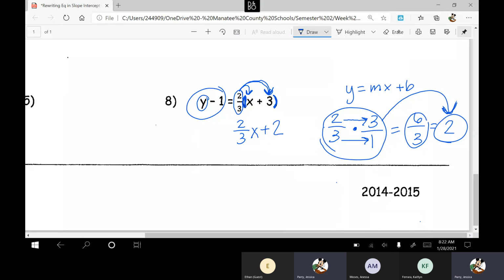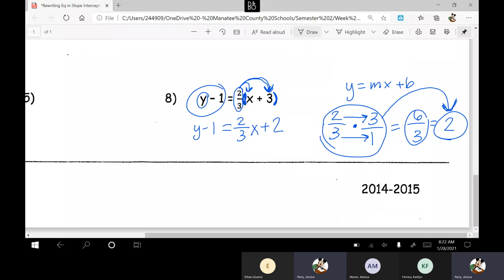I'm going to copy down the rest of the problem, the equal sign and the y minus 1. Now the parentheses are gone. Now we can move this minus 1 to the other side. What is the opposite of minus 1? Tell me in the chat or turn your microphone on. What is the opposite of minus 1?